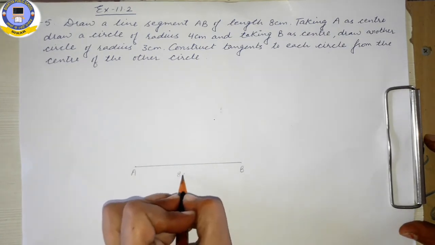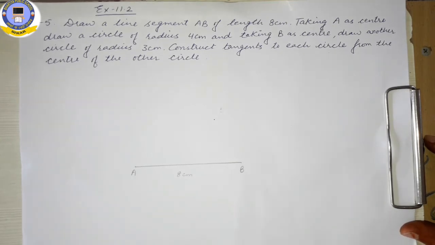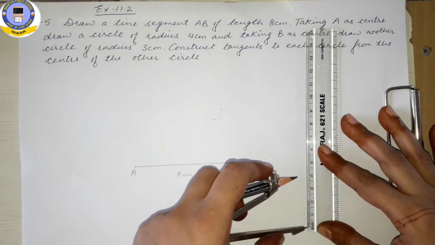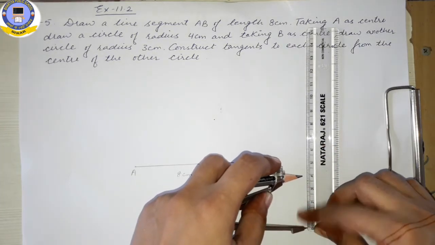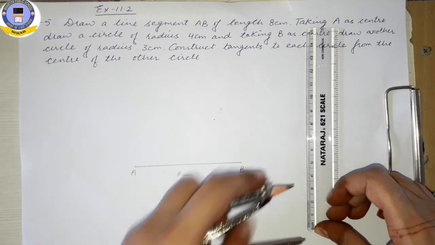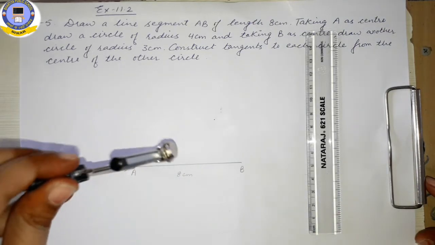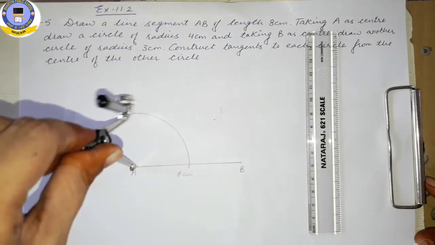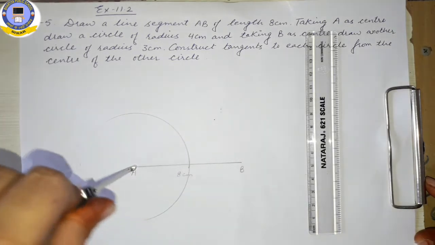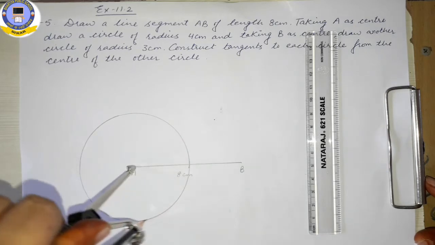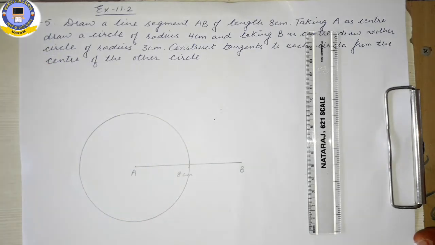8 centimeter. Now taking A as center, draw a circle of radius 4 centimeter. So now we'll draw a circle whose center is A and its radius is 4 centimeter. So open your compass up to 4 centimeter and draw a circle whose center is A. Center is A and radius is 4 centimeter.